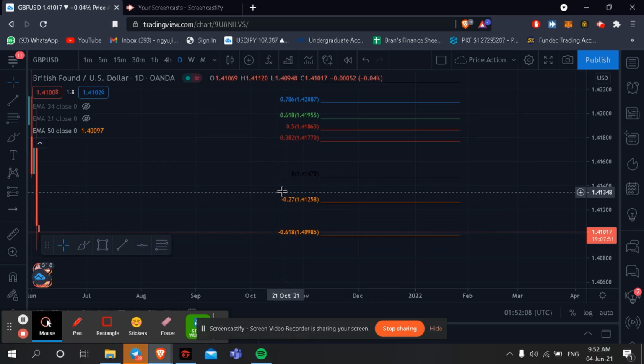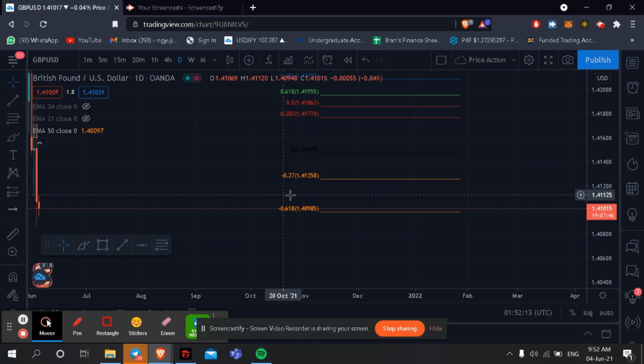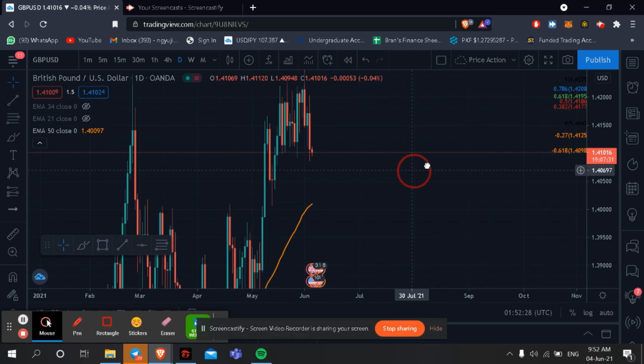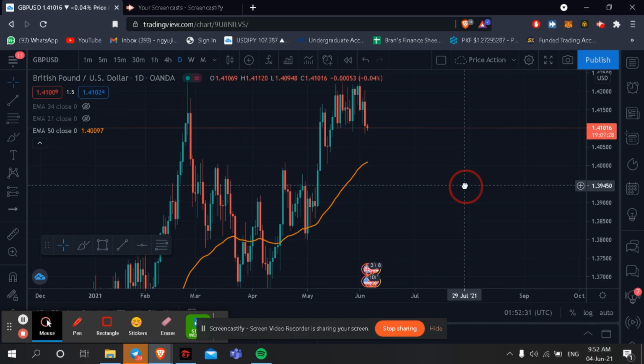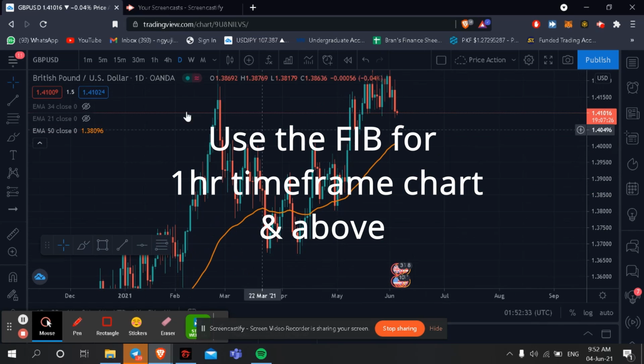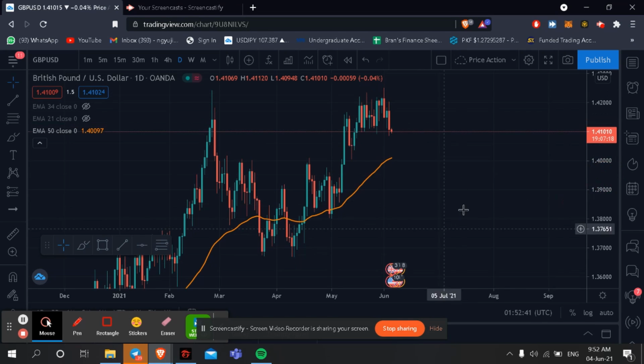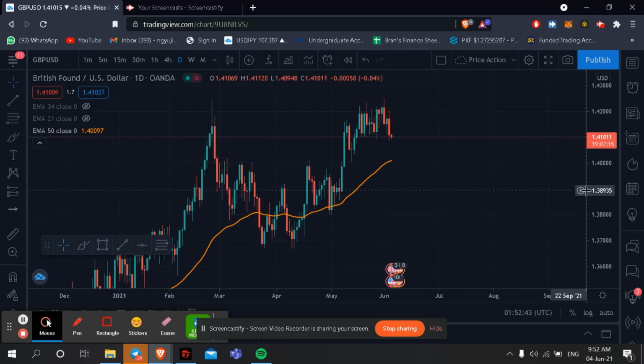And lastly, you might wonder, what is this negative 0.27 and negative 0.618? These are the fib extension levels. This is where you tell us where exactly price would potentially go to, so we can mark them as our take profit levels. One thing to note for the fib, we should use it only on the 1 hour time frame and above, because the higher time frames will give us a better data point.